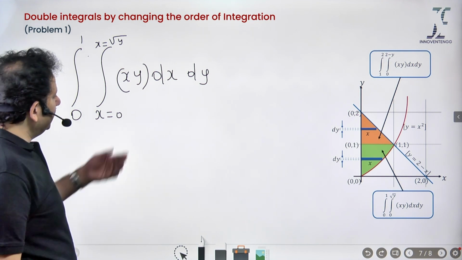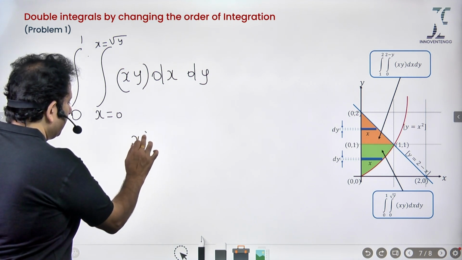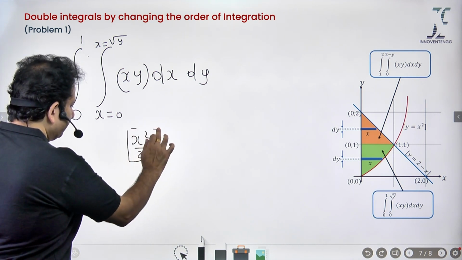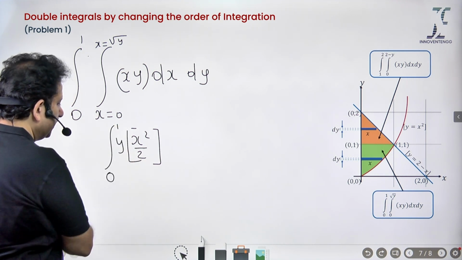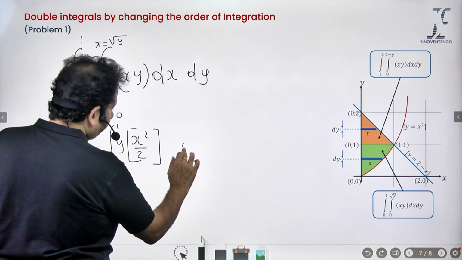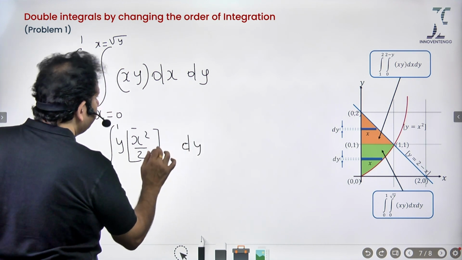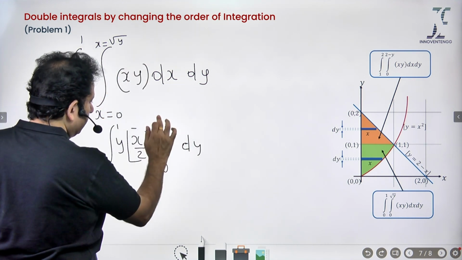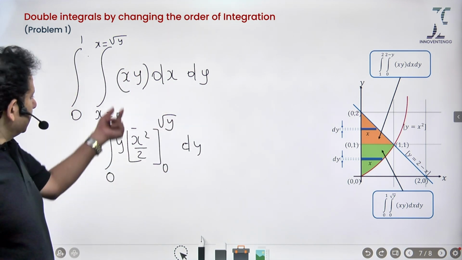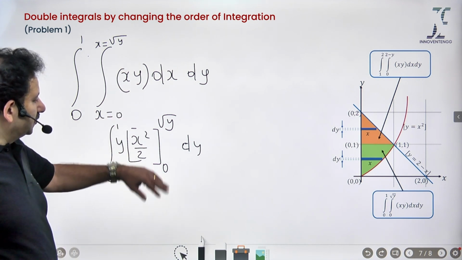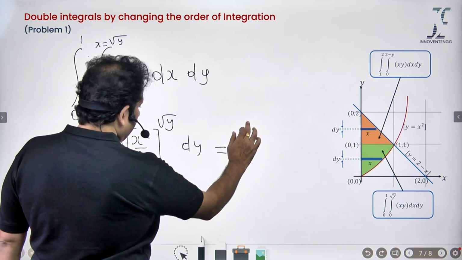Now if I integrate x with respect to x, I get x square by 2, and y is of course going to be treated as constant. So the integration limits are 0 to 1 for y, and here the limits are going to be 0 to root y. Am I correct? Because y is kept constant. When you integrate x, you get x square by 2, with limits 0 to root y, and therefore if I simplify this, what will I get?